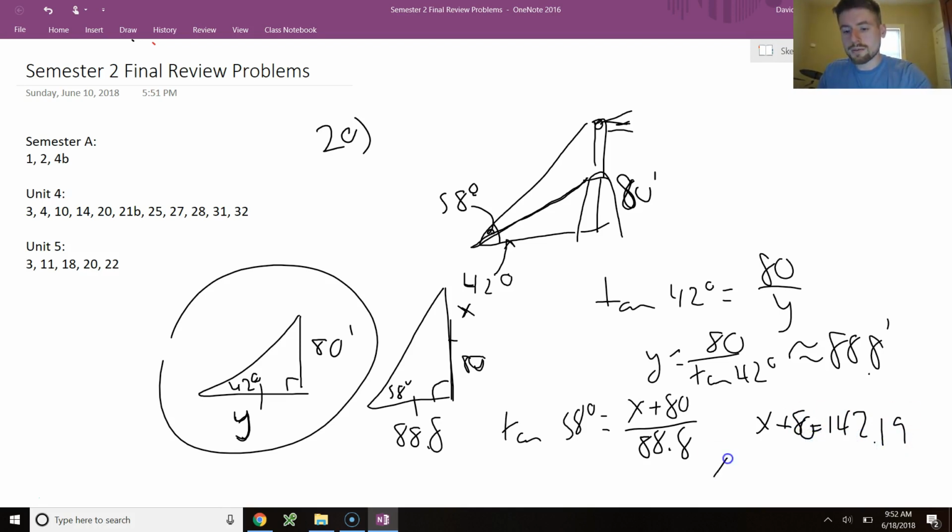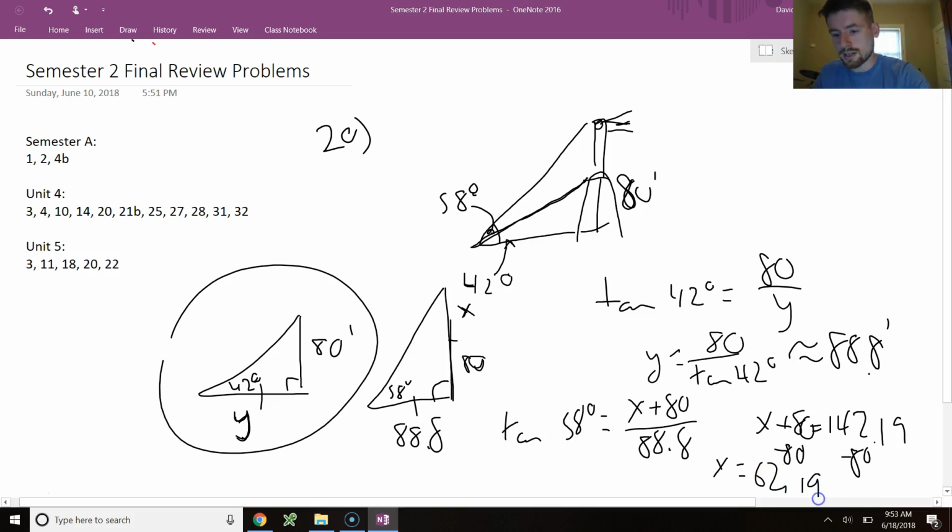And we subtract 80 and we get x is equal to 62.19. So the lighthouse is about 62.19 feet tall.